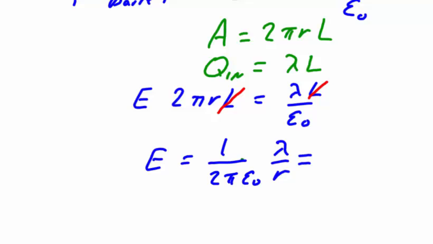As we remember, 1 over 4 pi epsilon naught is the same thing as k. Well, this is not divided by 4, it's divided by 2, so it's twice as large as k. So this formula can be simplified to be twice the constant k lambda over r. And that's the answer for part A.